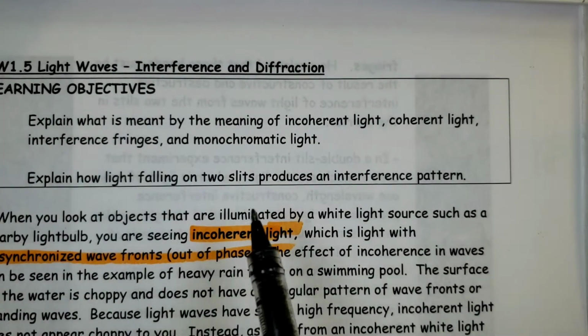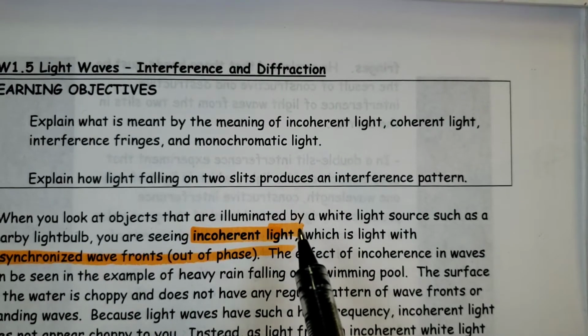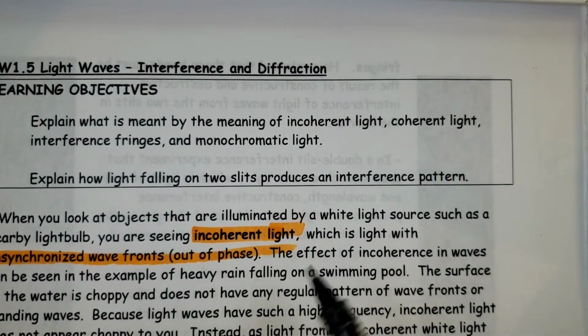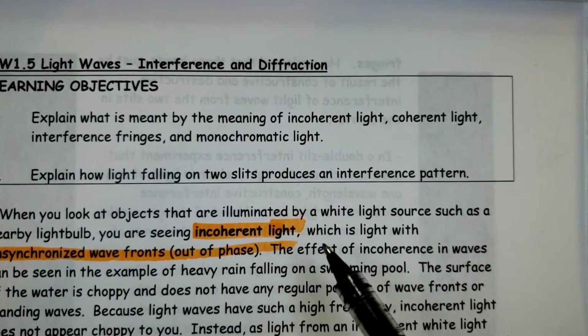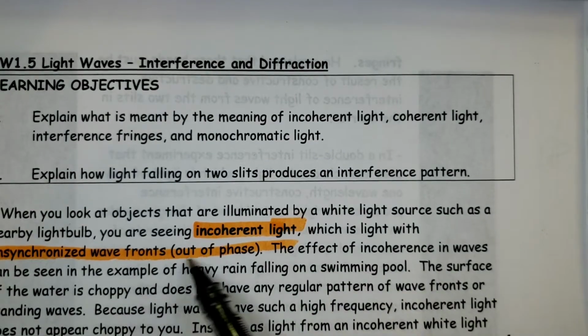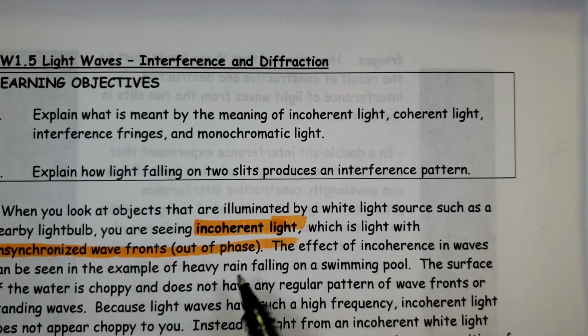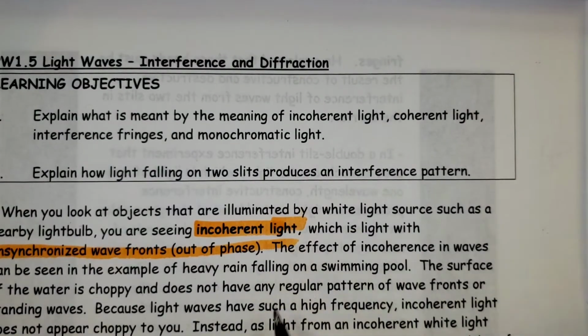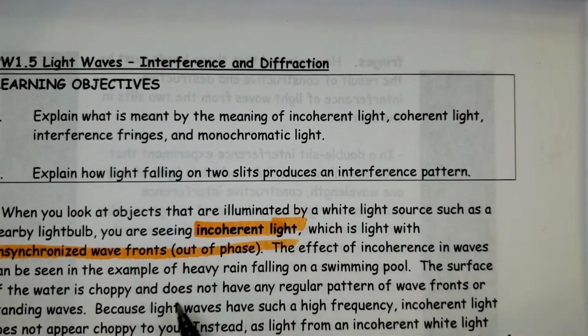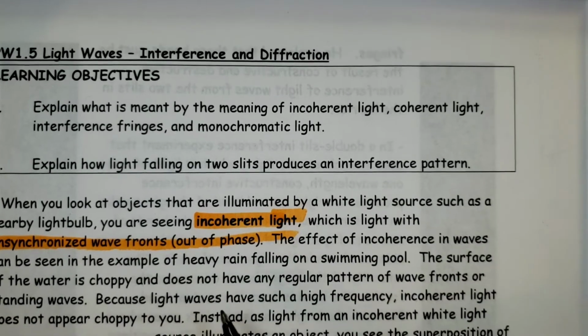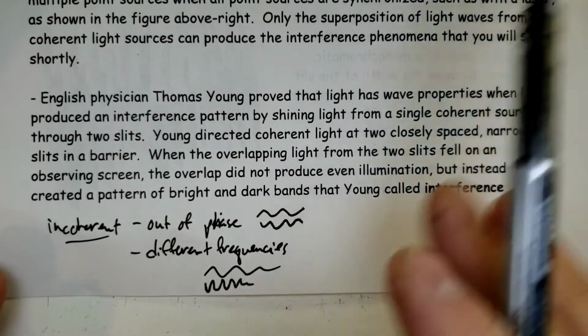So explain what is meant by incoherent light, coherent light, interference fringes, and monochromatic light, and explain how light falling on two slits produces an interference pattern. We look at objects that are illuminated by white light, such as a light bulb. You are seeing what is referred to as incoherent light, which is light that has unsynchronized wave fronts, which are out of phase. So on the bottom of the sheet, I kind of drew that.